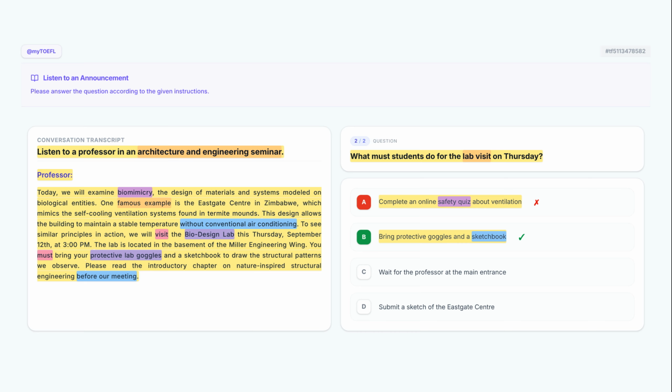Here is option C, let's consider it. Wait for the professor at the main entrance. The professor gave the specific location in the basement, but never told students to wait at the main entrance.